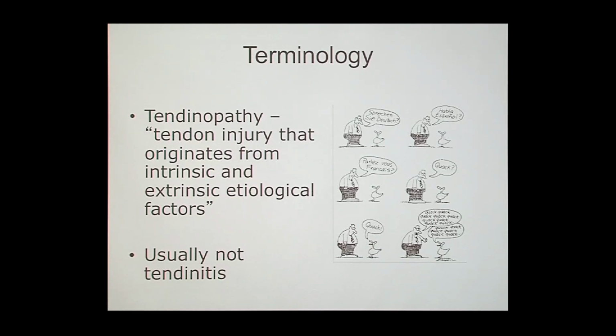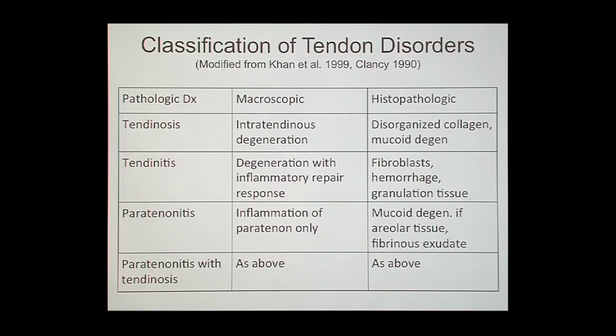But it's not tendinitis because it's not acute inflammation. And we've got lots of different medical terms to confuse people about what's really going on with the tendon. Tendinosis is that degeneration that I talked to you about, the scar tissue that forms from repetitive use.